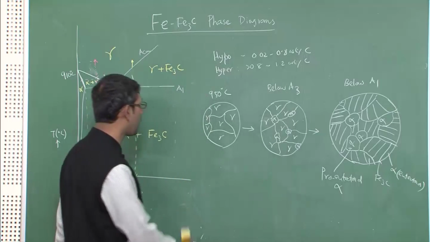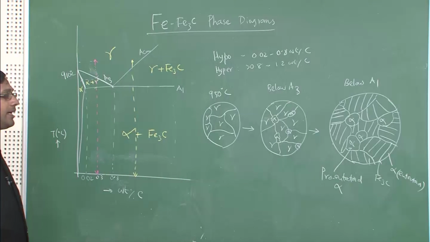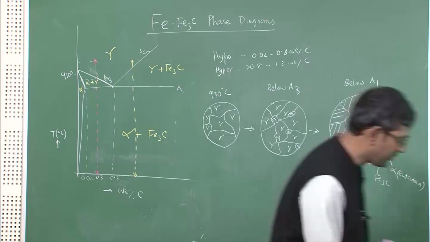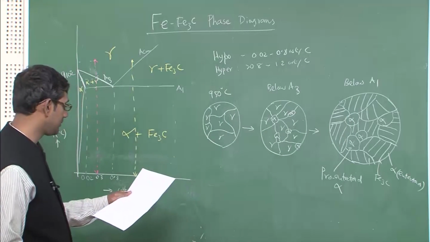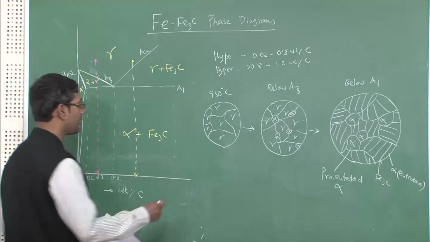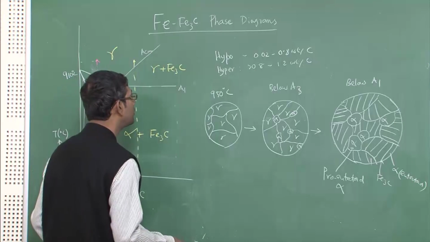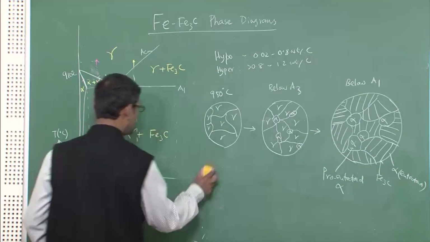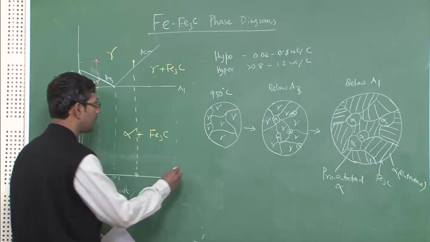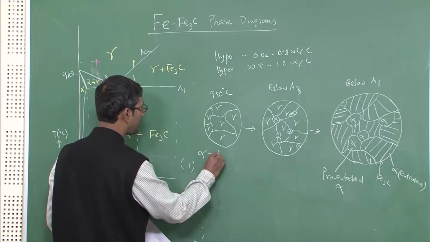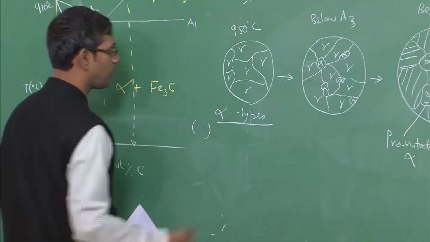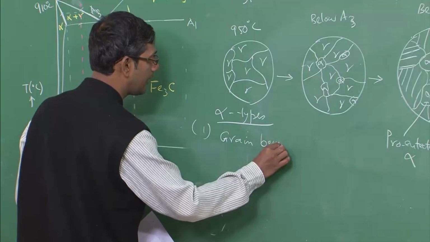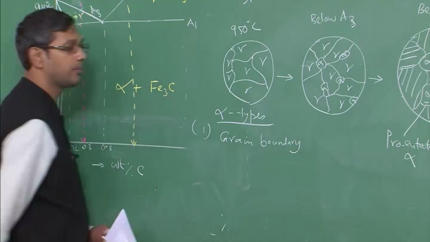So, okay, now let us go into how many different ways alpha can form. I have written down on the page that there are actually 4 different types of alpha. I will write down one by one. First one is known as grain boundary alpha. I will write one by one and then I will draw the picture.